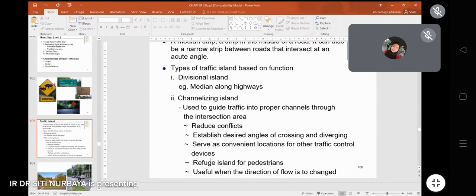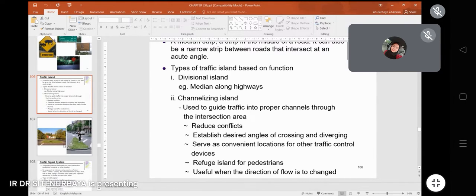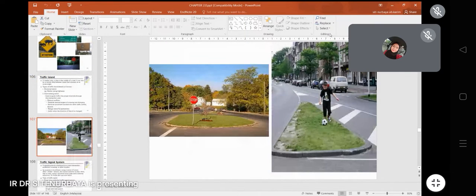So tengok gambar kat sini, okey, kita ada channelizing island. Yang on your left here ialah divisional island. Okey. So dekat on your right pula adalah channelizing island, yang ada budak main bola sepak ni. Okey.